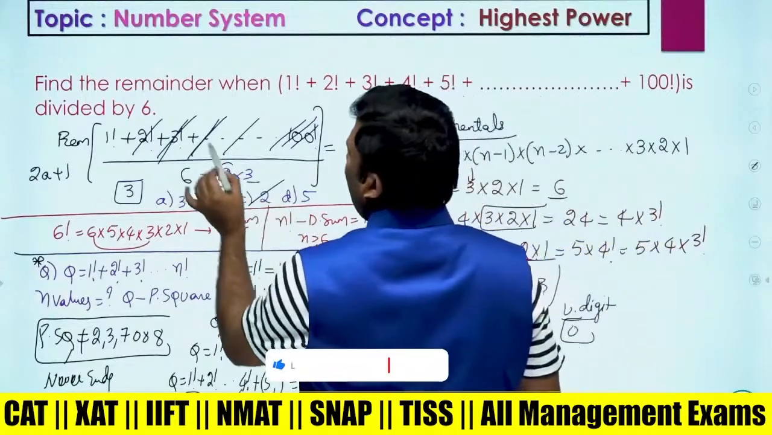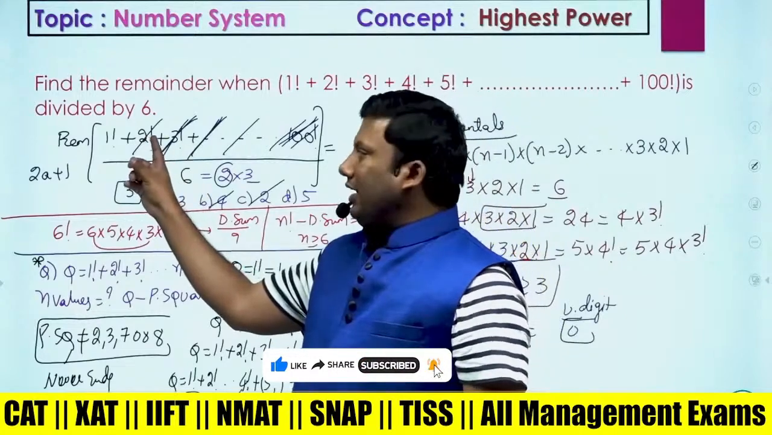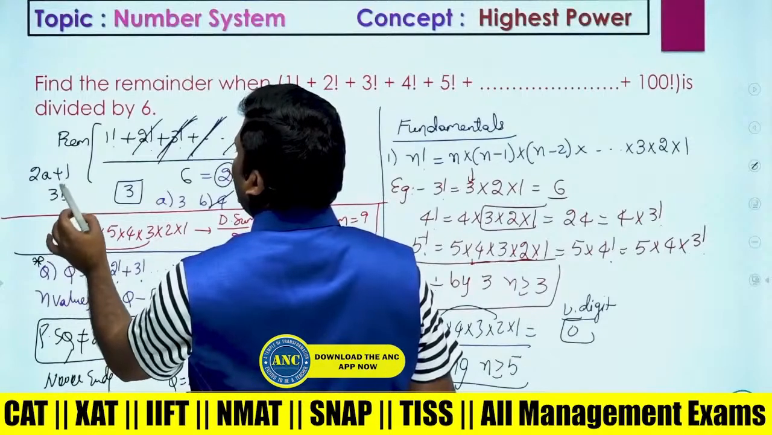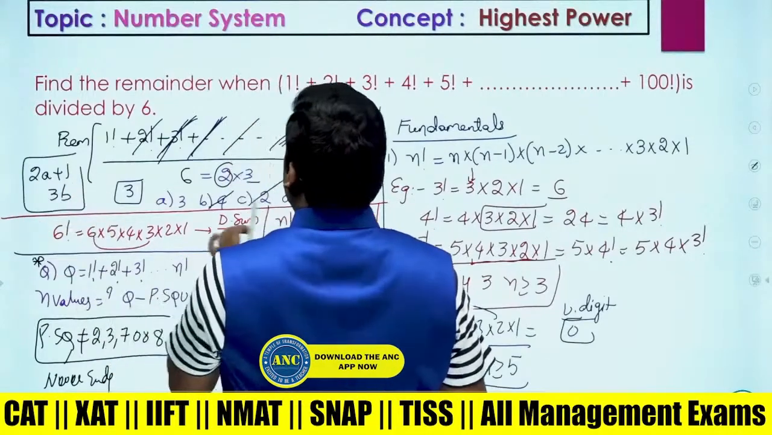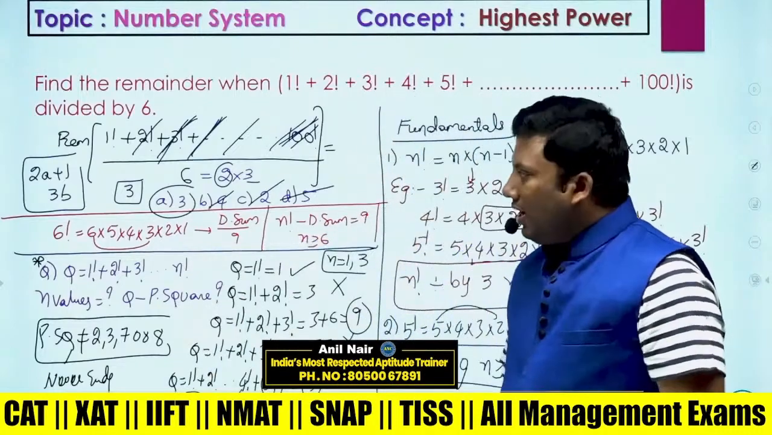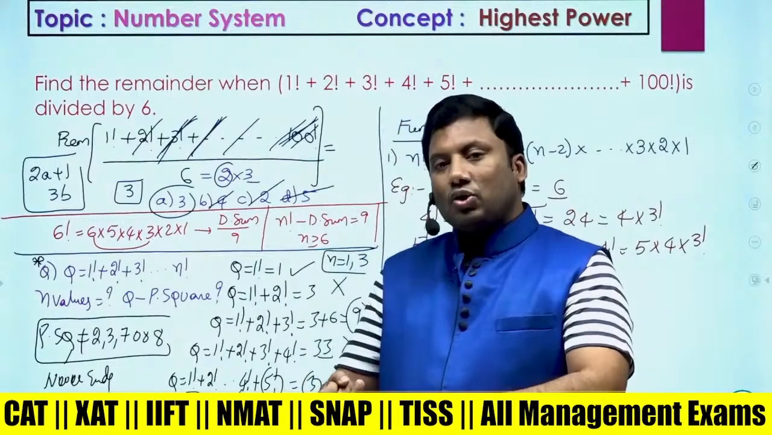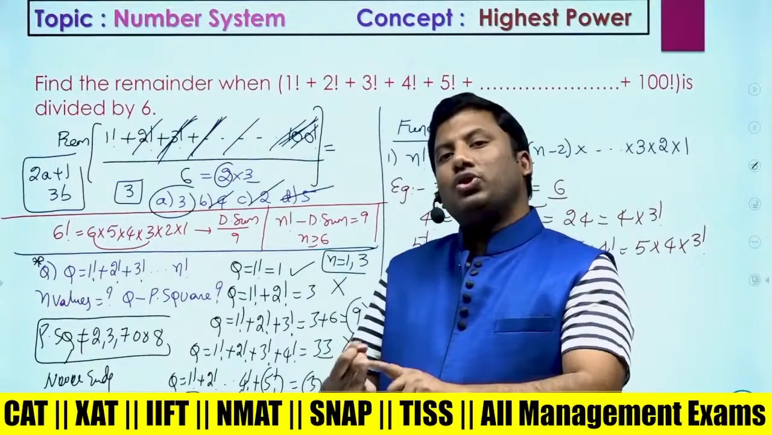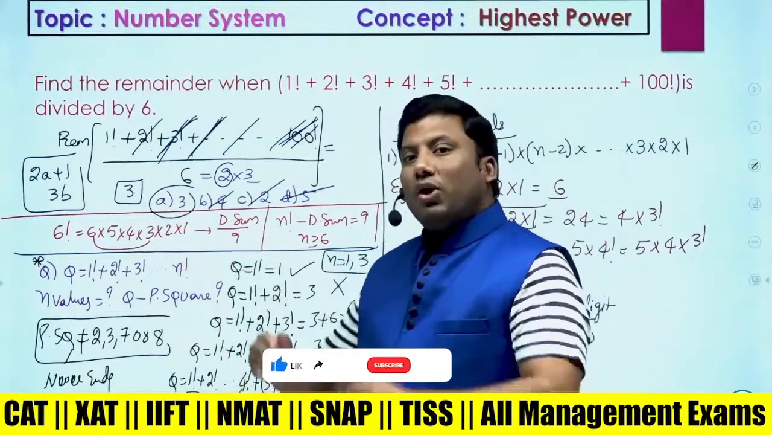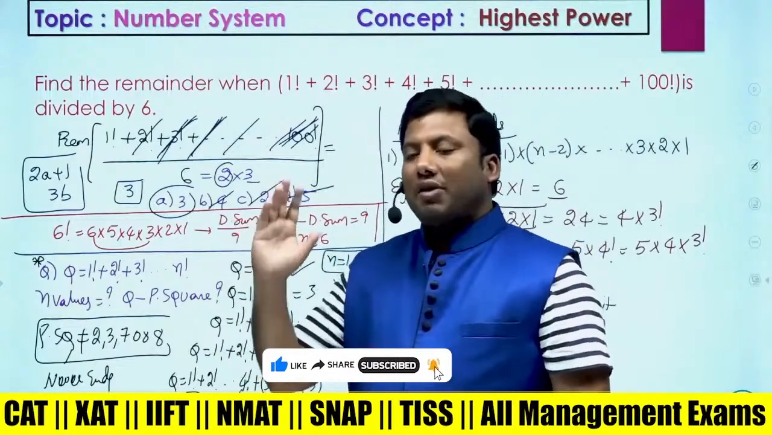Now for 3. From 3 factorial onwards, all are divisible by 3. 2 factorial is 2, 2 plus 1 is 3. The answer should be perfectly divisible by 3. Only option 3. Whenever you divide a number by 6, what are all the remainders possible? 0, 1, 2, 3, 4, 5. Among these, what is the number that is perfectly divisible by 3? That is 3.